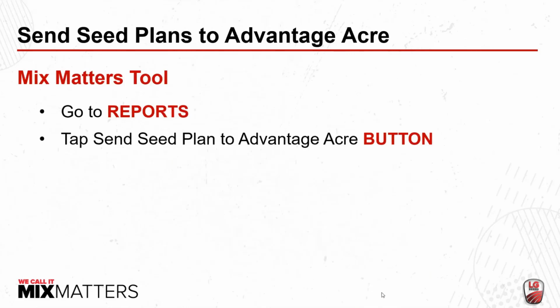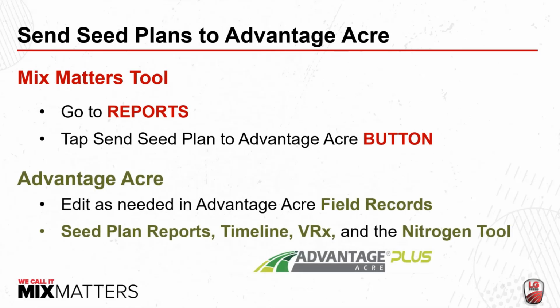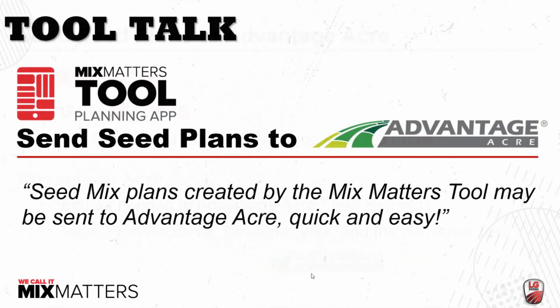So that's it, guys. To use the Mixed Matters tool to send the reports, we go to Reports and we tap the Send Plan button. When we're in Advantage Acre, we can edit as we want to in the field records. And that will impact seed plan reports, the timeline, variable rate prescriptions, and the nitrogen tool when we're using Advantage Acre Plus. So the answer is yes, we can send seed plans, but also we can send seed plans quickly and easily.